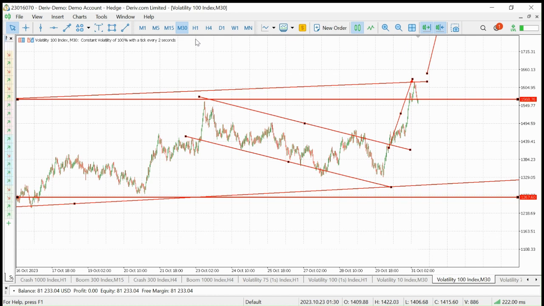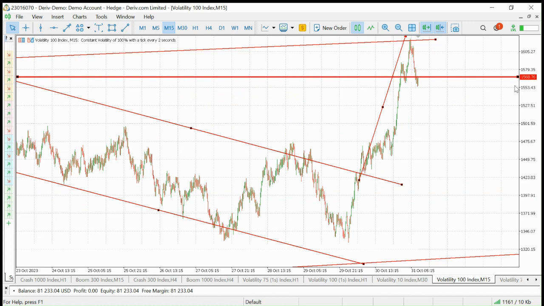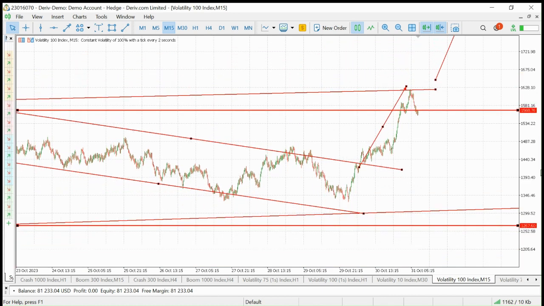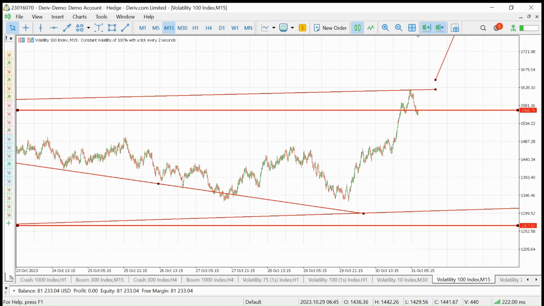Okay, let's go to the 15-minute time frame before we actually move on. So from this section, I want to look for some confirmations, and my confirmations are going to come from a trend. I always want to be in some sort of trend.